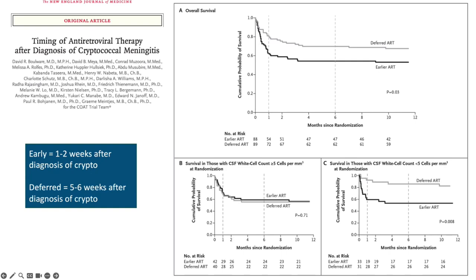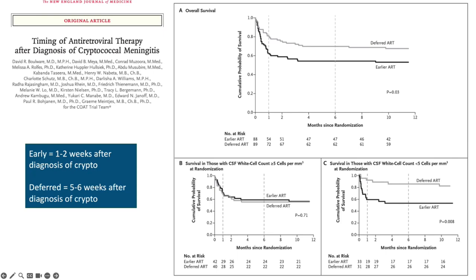The top curve is overall survival. And so you can see that survival was higher in people who were deferred ART for 5 to 6 weeks. When they stratified it by what the CSF white cell count was, when you had more than 5 white cells in your CSF, there really wasn't much of a difference between early versus deferred. The difference was seen in those people who were severely immunocompromised, where their CSF white cell count was less than 5. Those are the ones who, when they started ART and their immune system came roaring back, that caused problems for them. So they needed more of that crypto treatment up front.